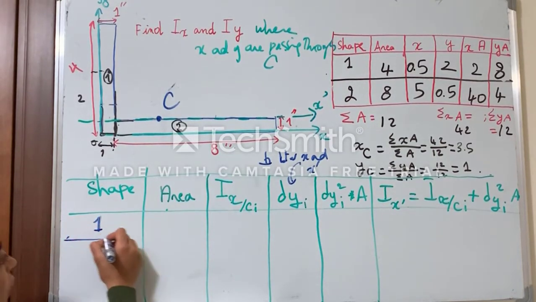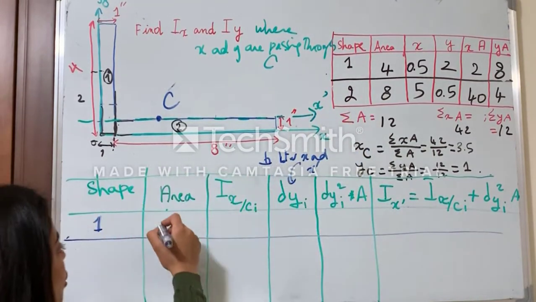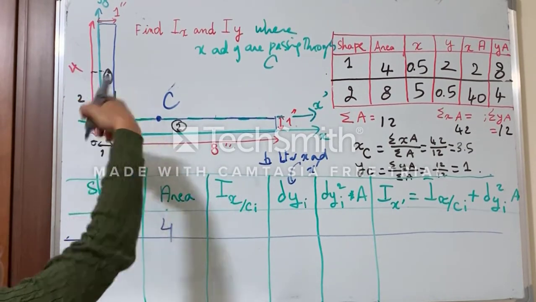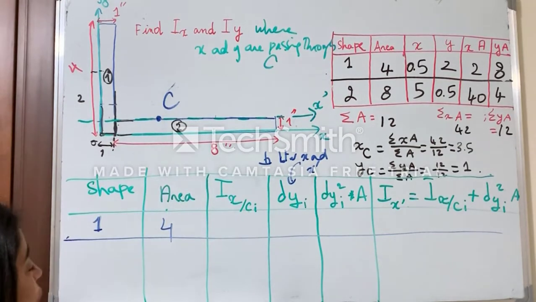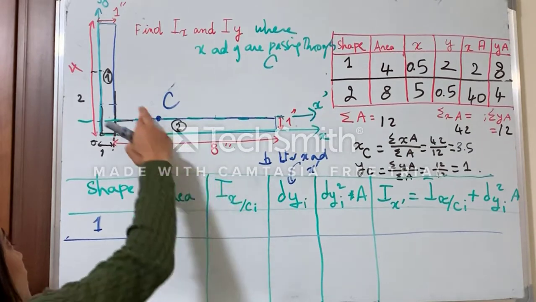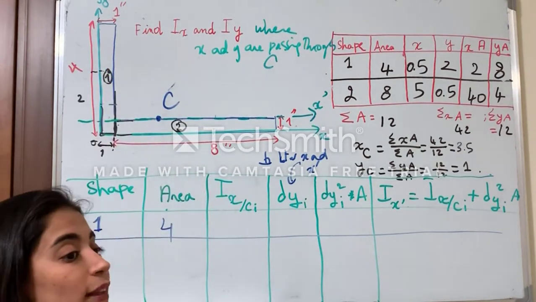First shape, shape 1. The area of shape 1 is 4. Now what is Ix of the first shape? This is a rectangular shape, which means I know, for rectangular shapes, I should memorize that the moment of inertia around its centroid is equal to bh cubed over 12.